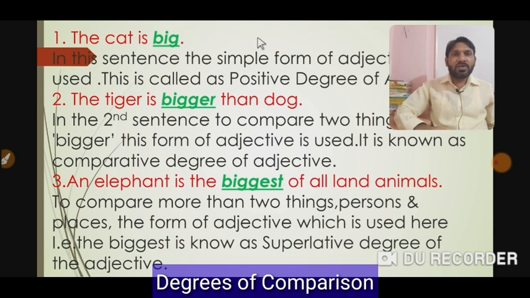Understand what we can conclude here in all these three sentences? The intensity, the quality of the adjective is increasing. Okay, big, bigger, biggest. So what do we see? The quality has been increasing continuously. It means that the intensity of the quality is increasing here. Okay, so that is called degrees of comparison.